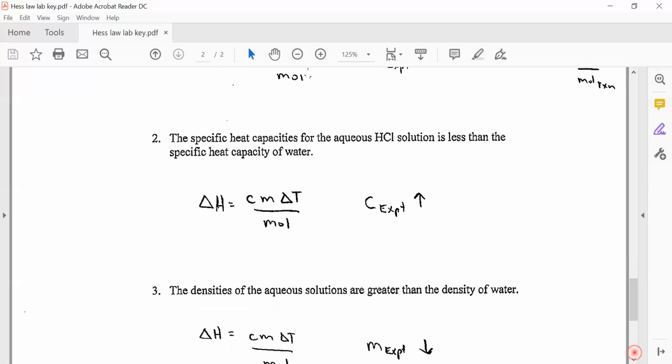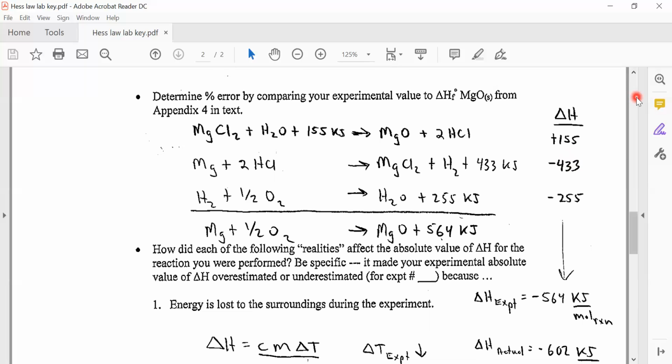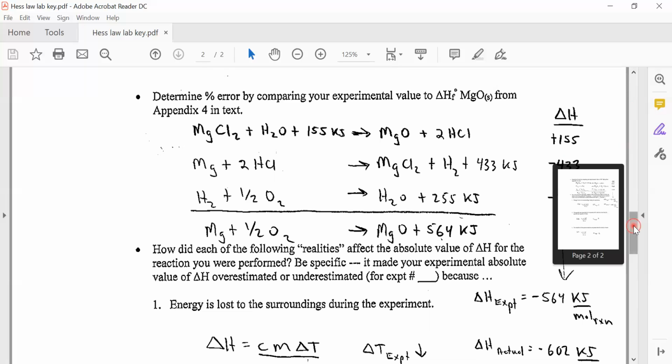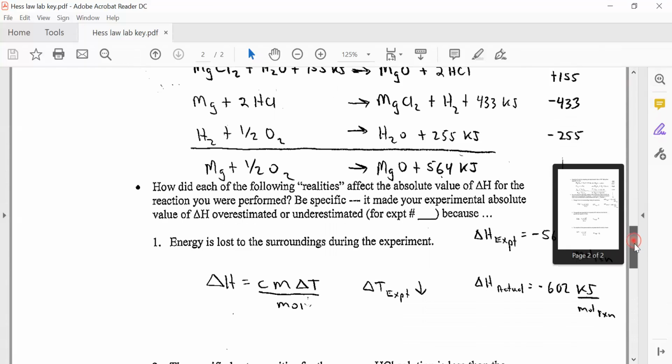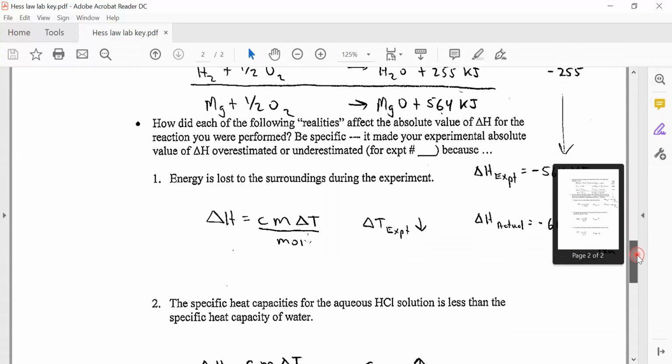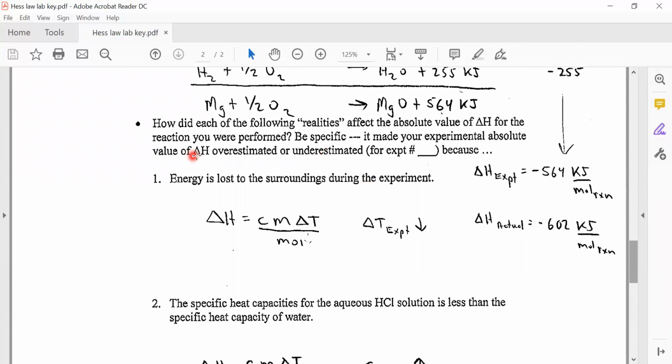Okay, let's look at this lab question right here. And it says, how does each of the following affect the absolute value of delta H? So, be careful. I would talk, instead of in terms of delta H, in terms of the absolute value of delta H. So just to be clear, you could just put the absolute value signs around that. I didn't take off for that, but be careful. You could get called on that.